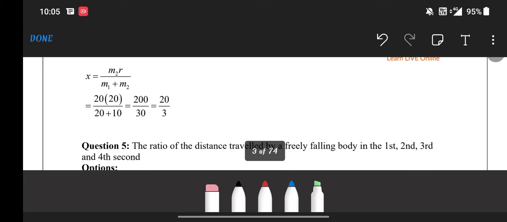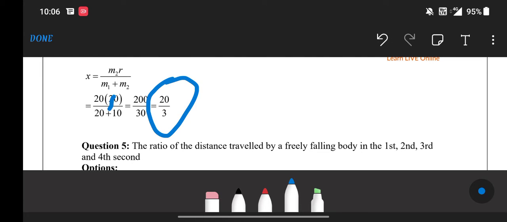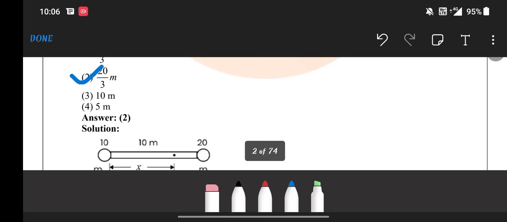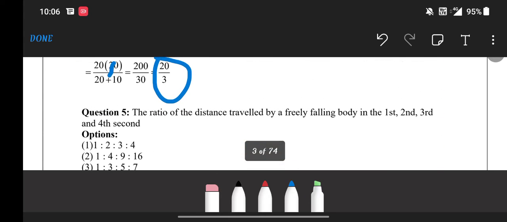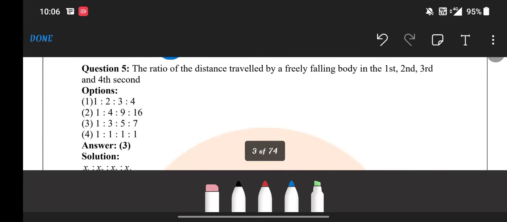Moving on to our next question. Here 20 by 20 they are given, but it is 20 by 10. So 20 into 10, that will be 200. 200 by 30, the 0 will get cancelled, and we will get 20 by 3 as the answer. So therefore option B is the correct answer for question number 4. Moving on to question number 5.